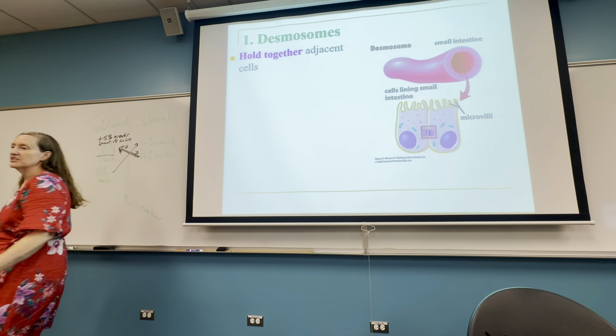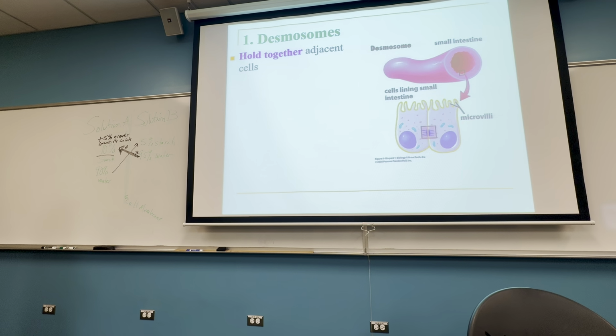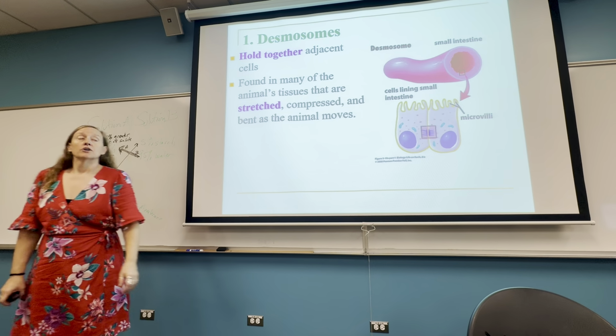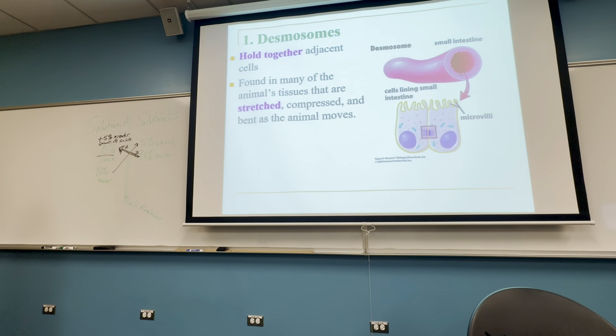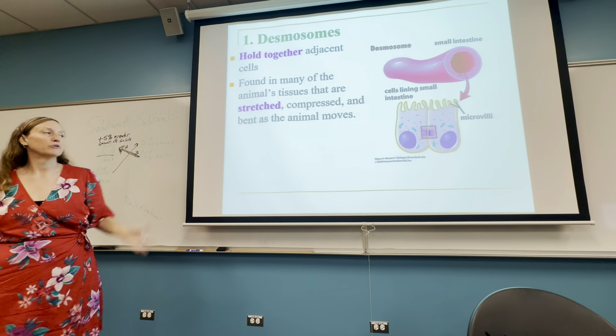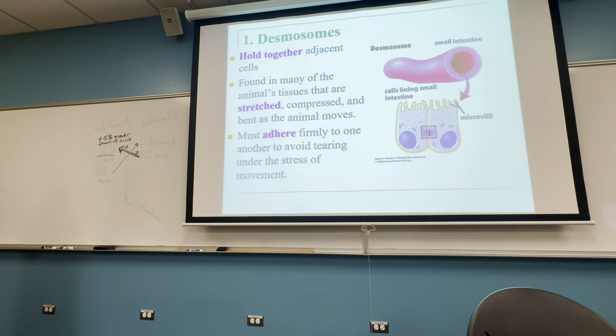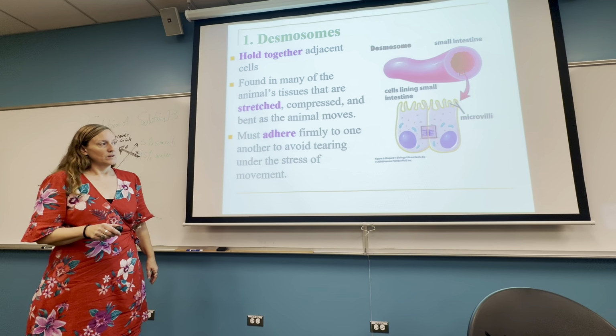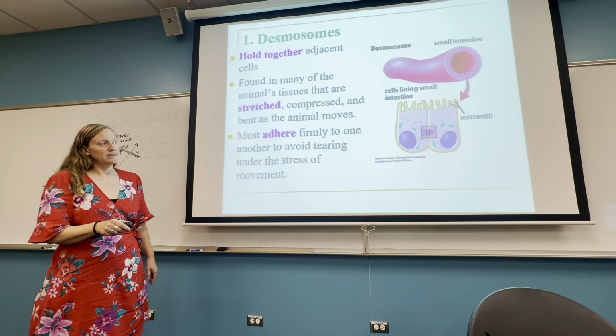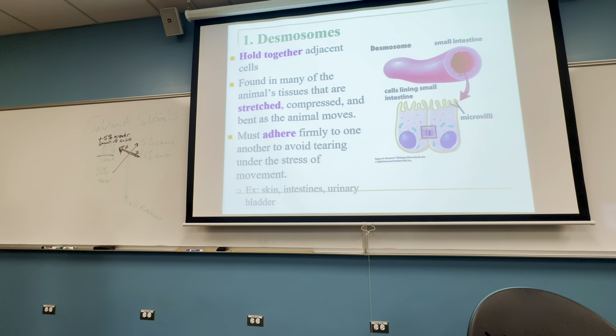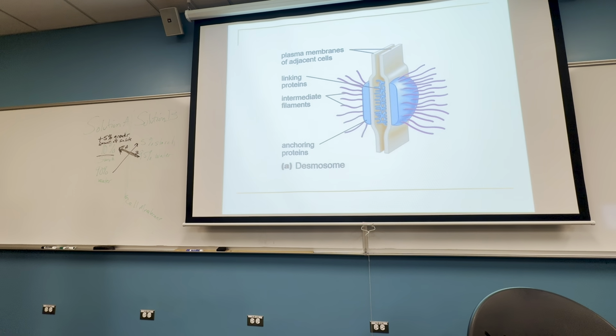Desmosomes hold cells that are adjacent or next to one another together. This is important for cells that are stretched or compressed, like the heart cells. They stretch, they compress, they stretch, they compress when your heart beats. So it's going to be really important for blood not to just be leaking through those cells. A lot of our digestive system cells are going to be stretched and compressed often. So you can see this little tiny sewing in between the two cells. Here's another example, it looks like quilting between the cells holds them together.